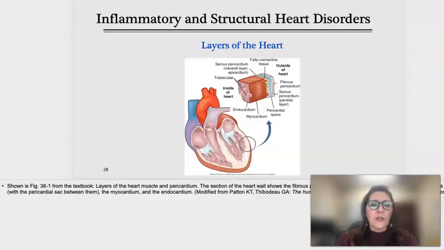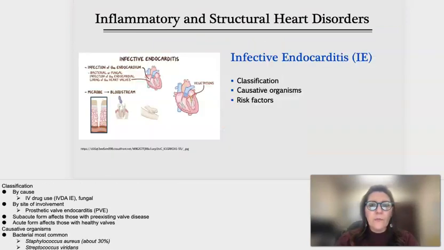Inflammatory and structural heart disorders. So you see here, these are all the layers of the heart. Infective endocarditis. So itis, anytime we see itis, it means inflammation. So that's where it could be by the cause. So IV drug use is a big cause, or a fungus. It could be a prosthetic valve that has the endocarditis.